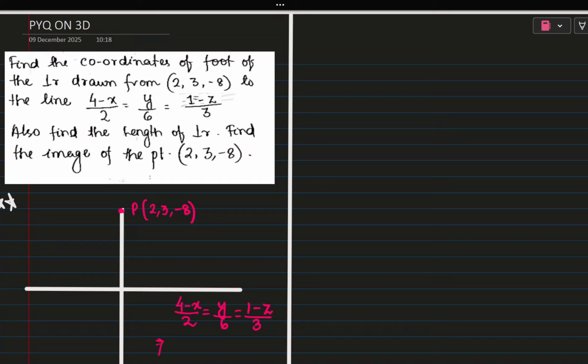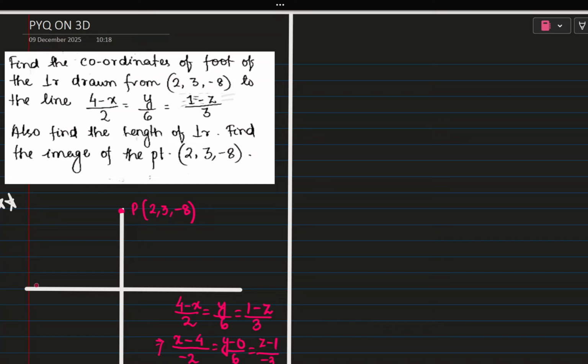Now, if I make it in the general form, because what is the general form? It is (x - x1)/a, so it will be (x - 4)/(-2), (y - 0)/6, and (z - 1)/(-3). Obviously, if I check a1, it is -2; b1 is 6; and c1 will be -3. So this is how the direction ratio of this particular line will be.